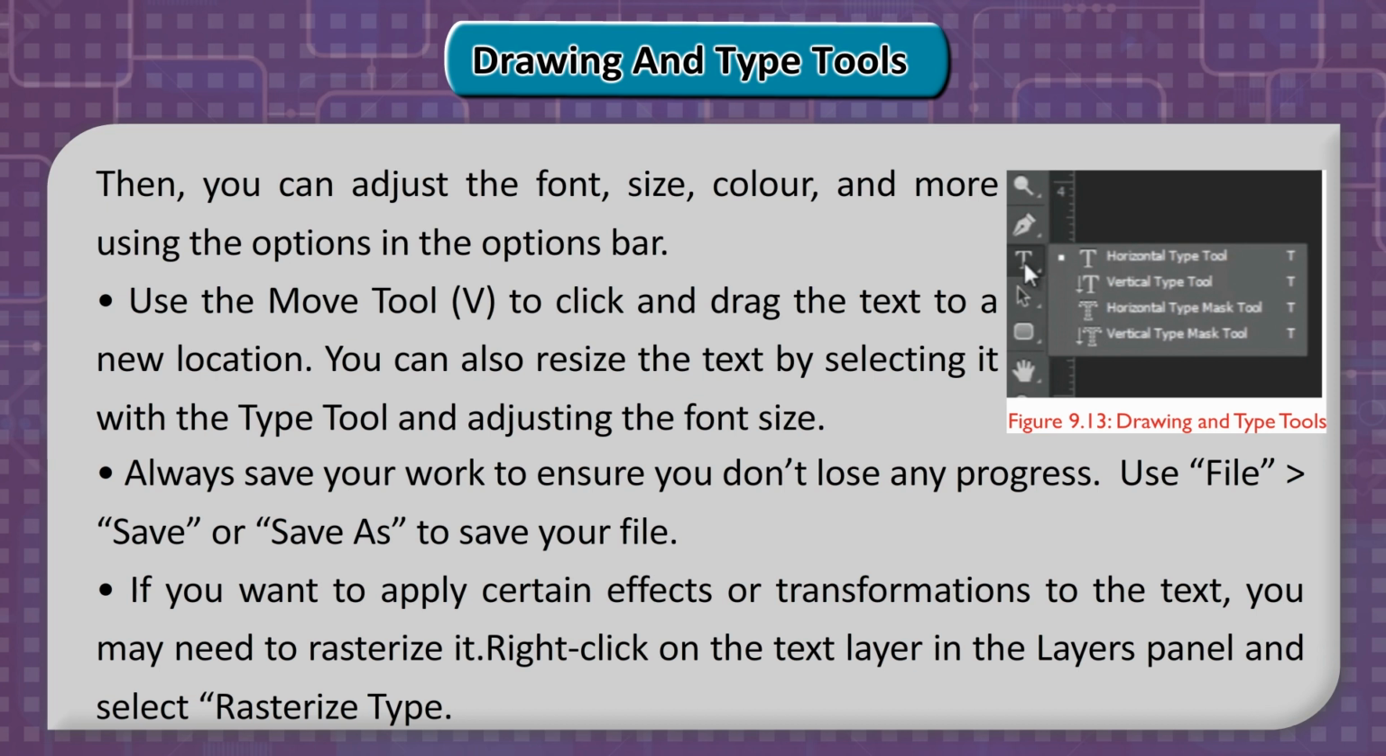Use the Move tool, V, to click and drag the text to a new location. You can also resize the text by selecting it with the Type tool and adjusting the font size. Always save your work to ensure you don't lose any progress. Use File > Save or Save As to save your file. If you want to apply certain effects or transformations to the text, you may need to rasterize it. Right-click on the text layer in the Layers panel and select Rasterize Type.